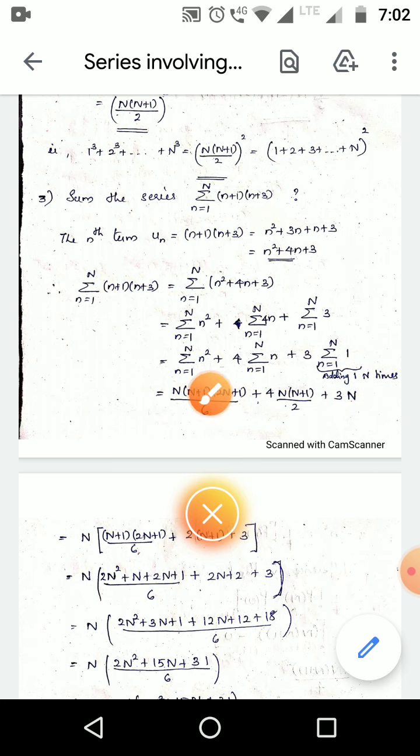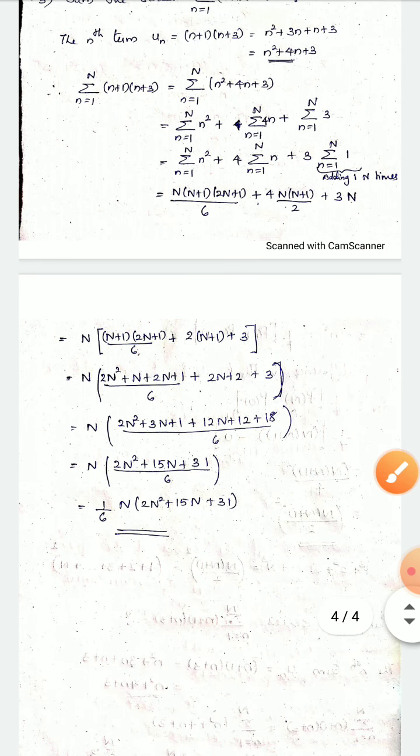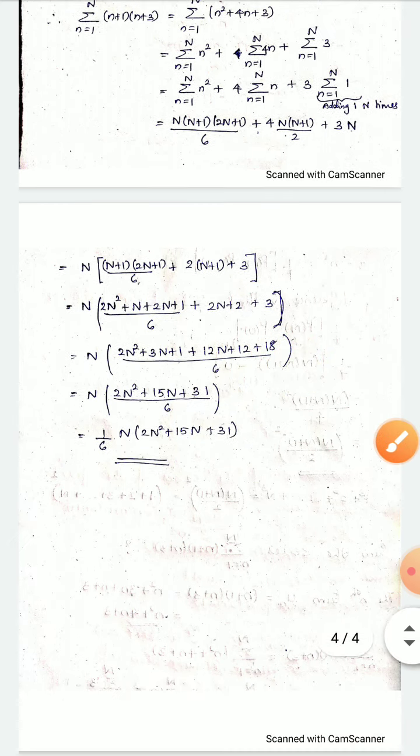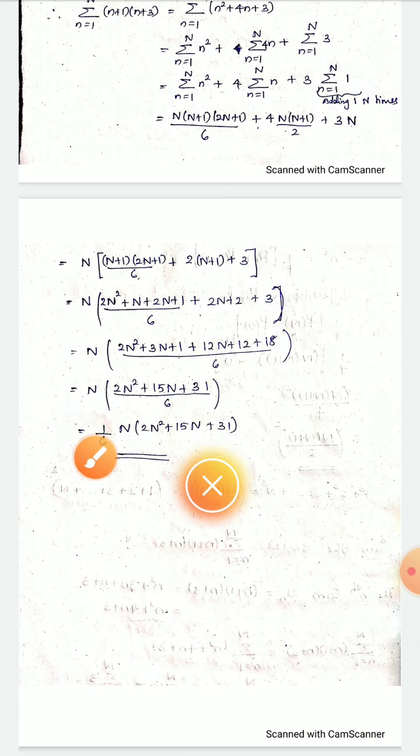Next, n is common in all these three terms, so we are taking n outside. So we get like this. Then we open this bracket, taking the product. It becomes like that. Next we make 6 the common denominator, so multiply these three terms by 6. Then the denominator becomes common. By simplifying, we get 1 by 6 n into (2n square plus 15n plus 31).